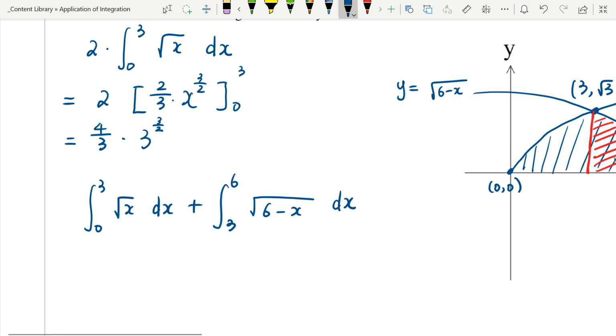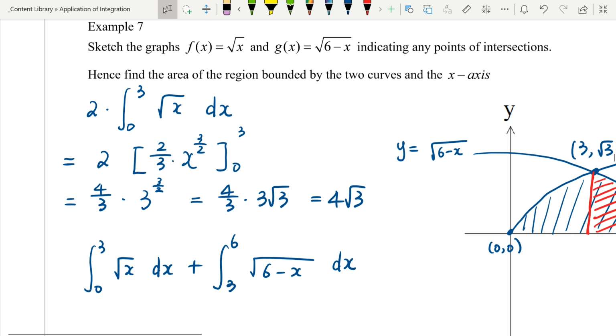How can you simplify 3 to the power of 3 over 2? It's root 3 times 3, so it's 3 root 3. That's root 3 times root 3 times root 3. And that's 3 root 3 times the 4 over 3. We get 4 root 3 here.